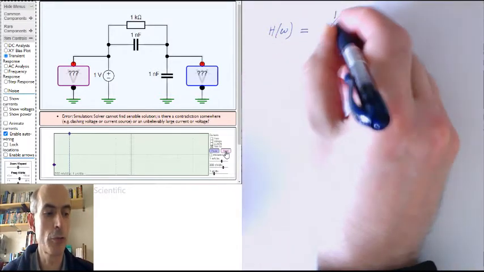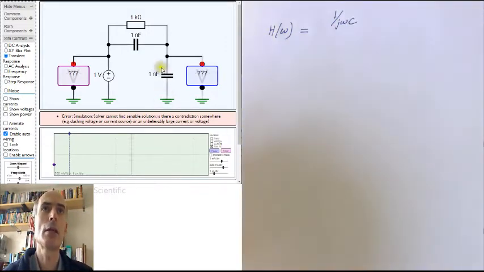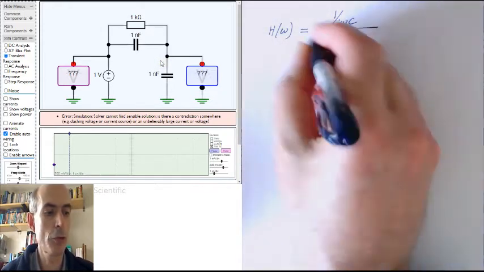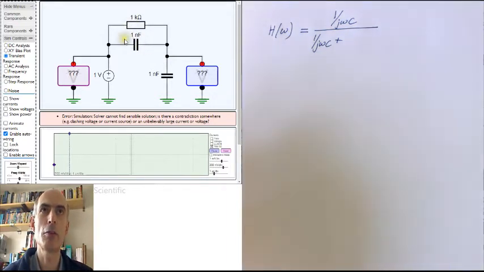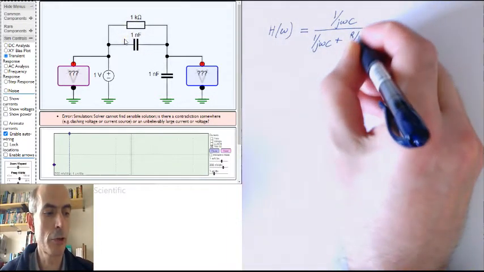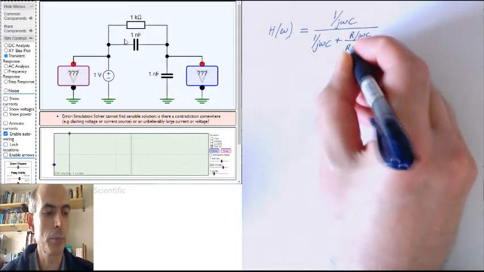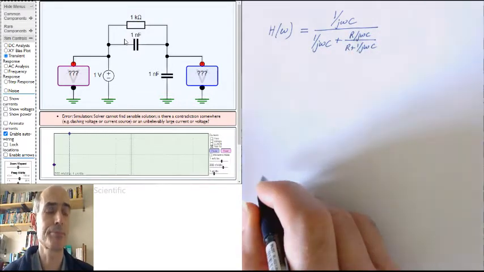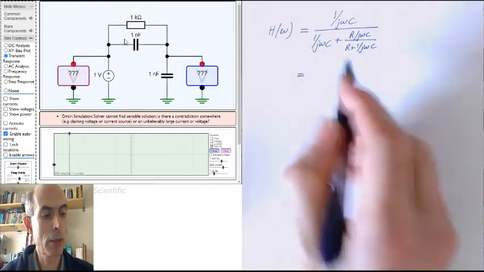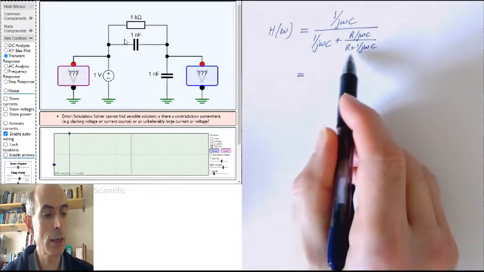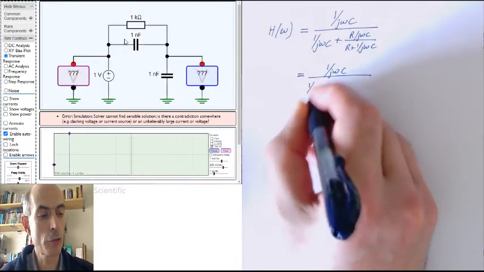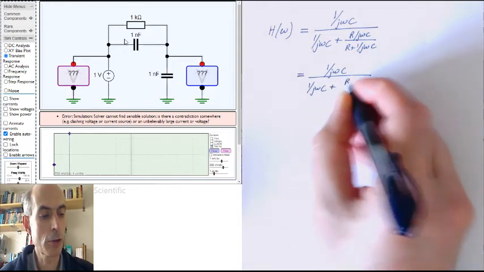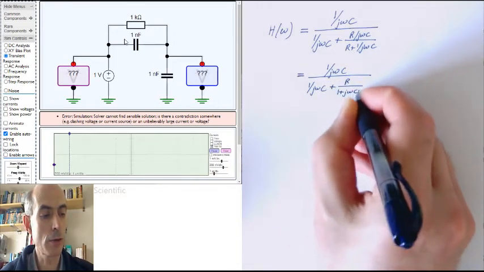That would be just 1 over j omega C, that's the impedance of this capacitor, divided by 1 over j omega C plus the parallel combination of this capacitor and this resistor. Well, that would be R over j omega C over R plus 1 over j omega C. Multiply up by j omega C here, and we'd have 1 over j omega C over 1 over j omega C plus R over 1 plus j omega CR.